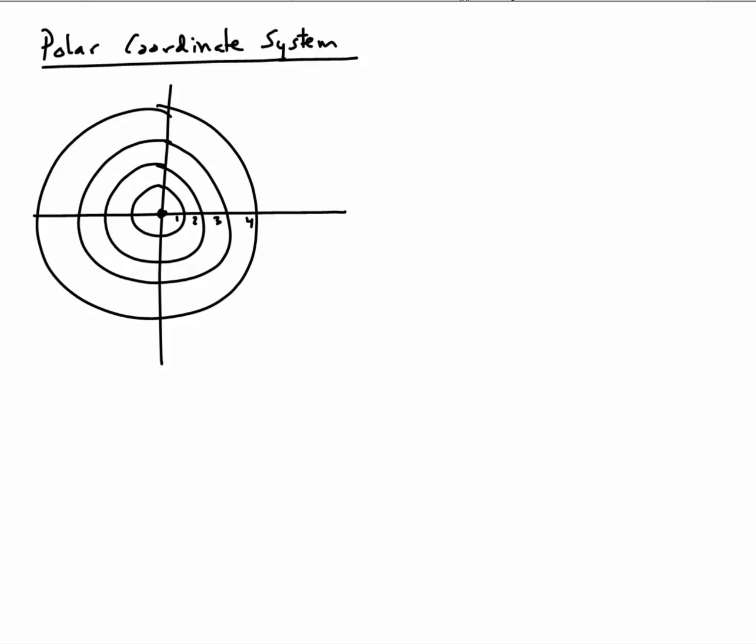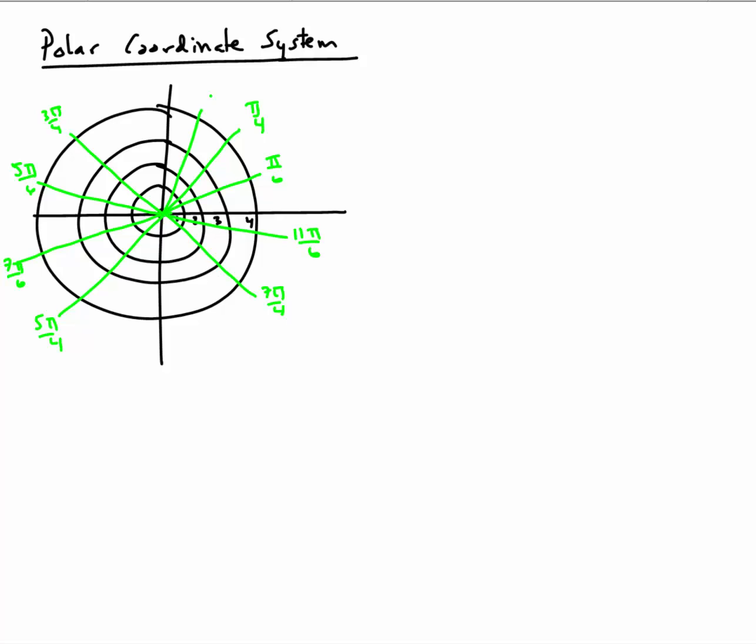Now also part of this would be our angles. So here I'd have pi over 4, 3 pi over 4, 5 pi over 4, and then 7 pi over 4. You'll kind of get the idea here. Here's pi over 6, 7 pi over 6, 5 pi over 6, 11 pi over 6.